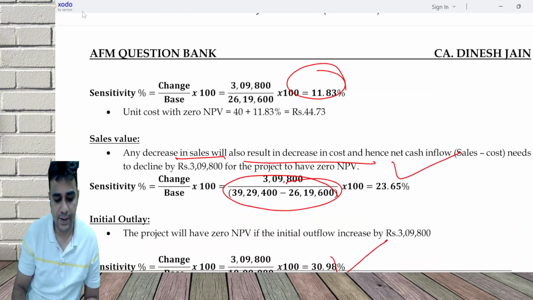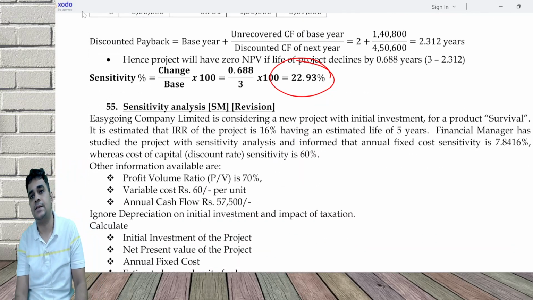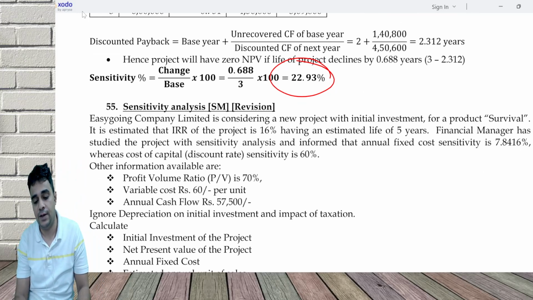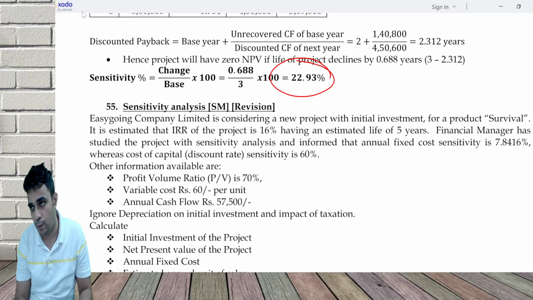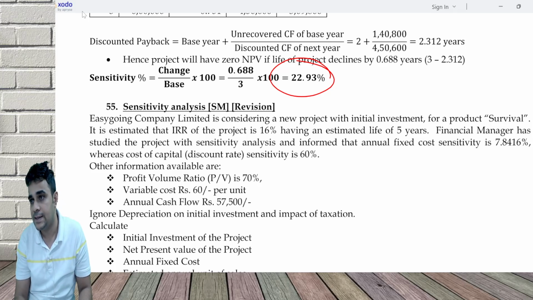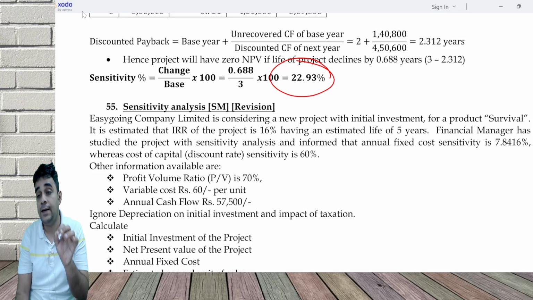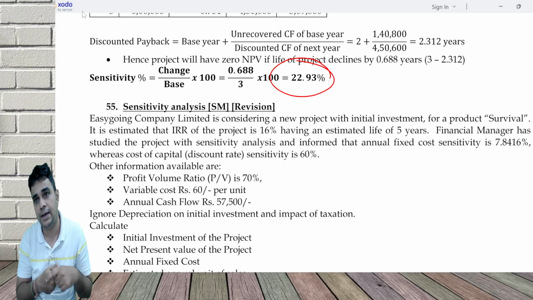Okay, let me discuss this question. We'll do it together. Question says IRR is 16%, life is 5 years. Financial manager has studied the sensitivity analysis and says fixed cost has a sensitivity of 7.8416%, cost of capital, that is the discount rate, has a sensitivity of 60%. IRR is the rate of return at which NPV is 0. When you read them together, what is the conclusion you can make?